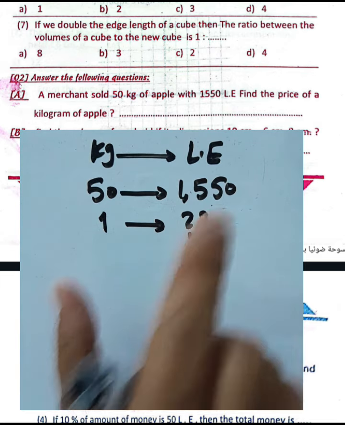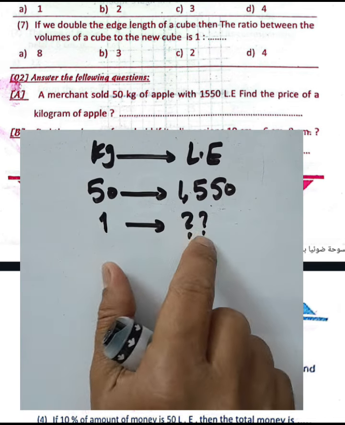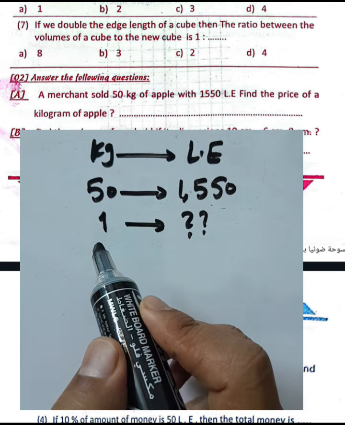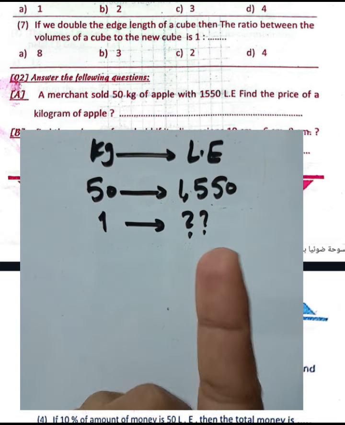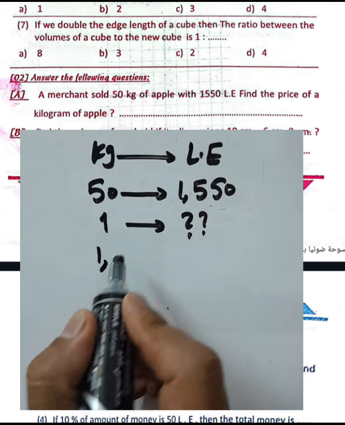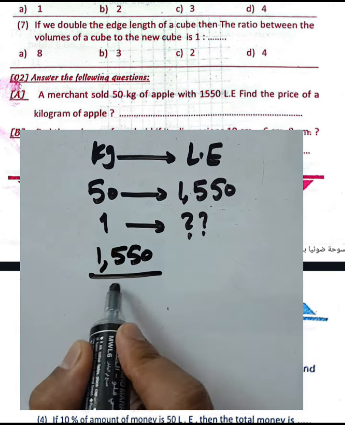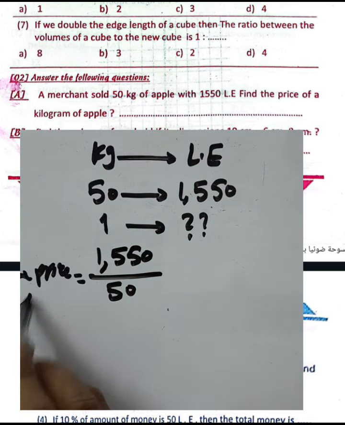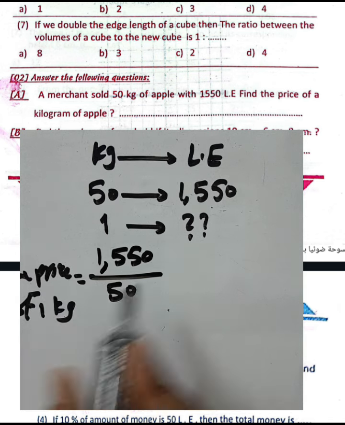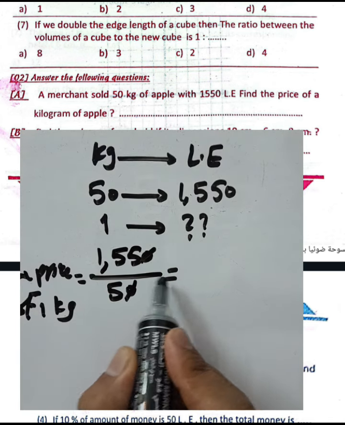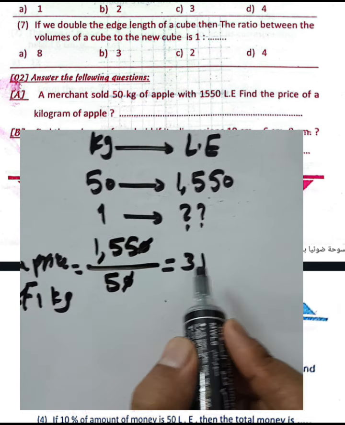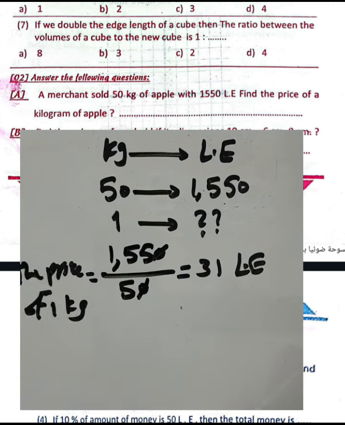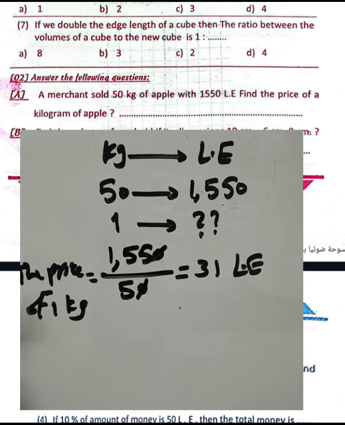Then the price of 1 kilogram equals what? We can write 1,550 divided by 50. To find the price of each 1 kilogram, you use division. We can cancel 0 by 0, and 15 divided by 5 equals 3, and 5 divided by 5 equals 1. Then the result will be 31 Egyptian lira. The price will be 31 Egyptian lira. Okay.